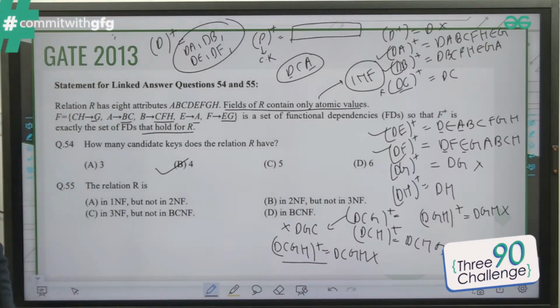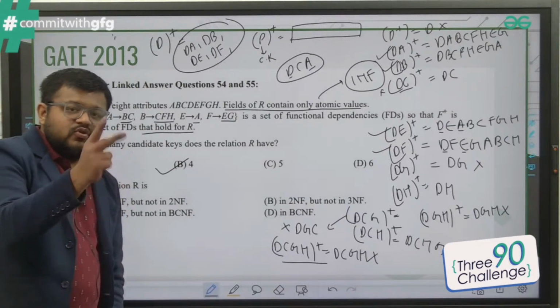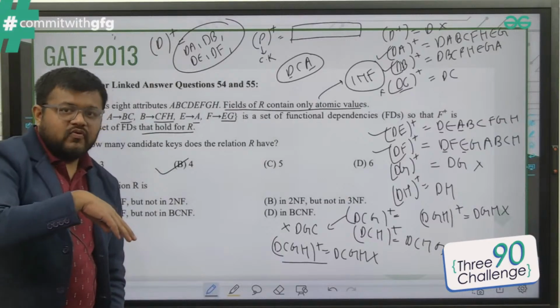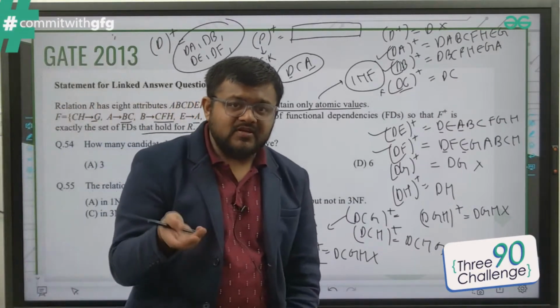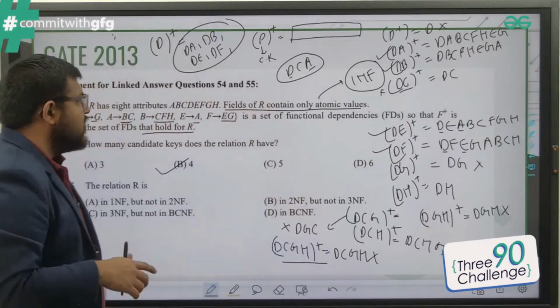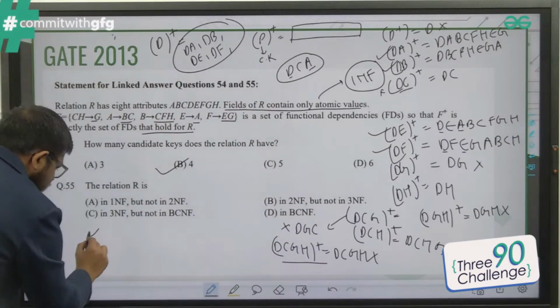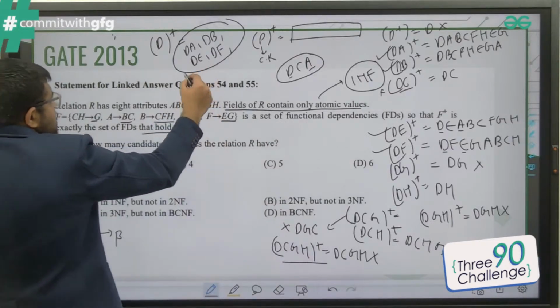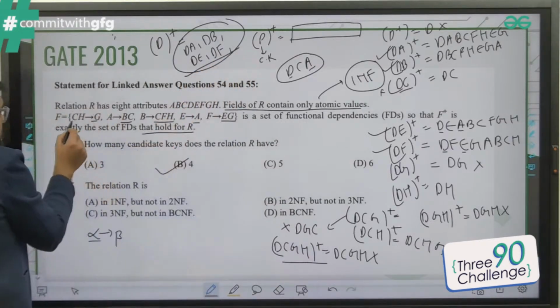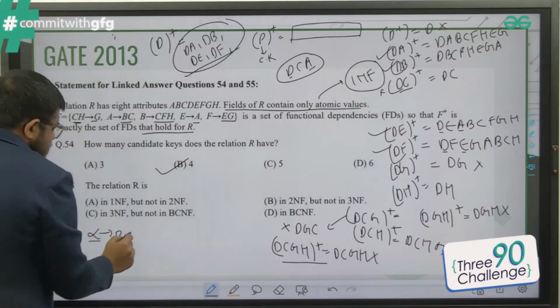For 55, the relation R is in which normal form we want to find. Okay. So what I said, first you find for BCNF, then you go for 3NF, then you go for 2NF. Because if a database is in BCNF, it is obviously in 3NF, 2NF and 1NF. So what is BCNF? For all functional dependencies alpha to beta, alpha must be a super key. What are the keys? DA, DB, DE, DF. Is CH a super key? No. So it is not in BCNF.